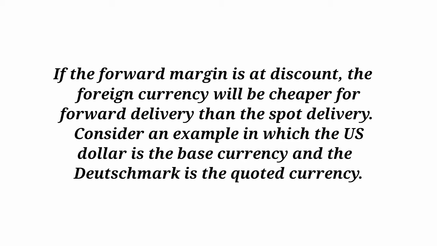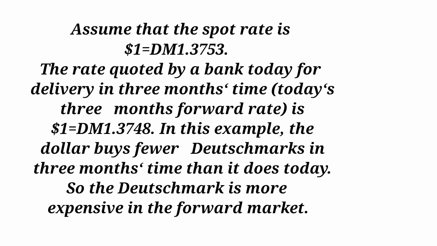Consider an example in which the US dollar is the base currency and the Deutschmark is the quote currency. Assume that the spot rate is S1 equals DM 1.3753. The rate quoted by a bank today for delivery in 3 months time, today's 3 months forward rate, is S1 equals DM 1.3748.